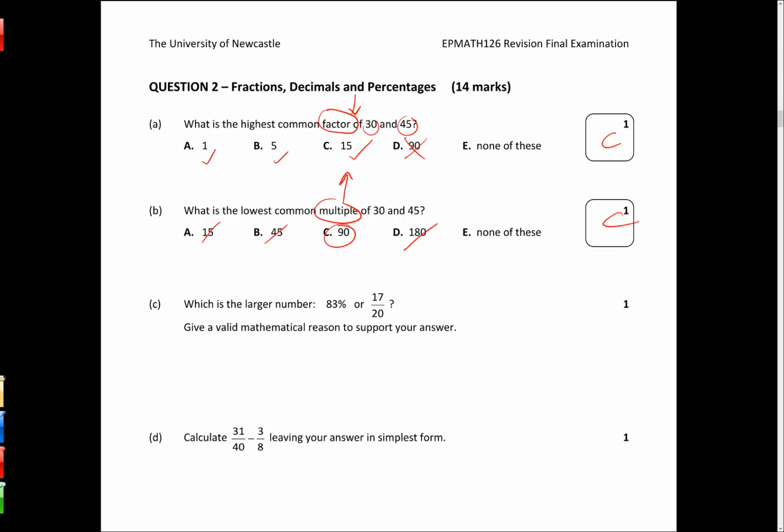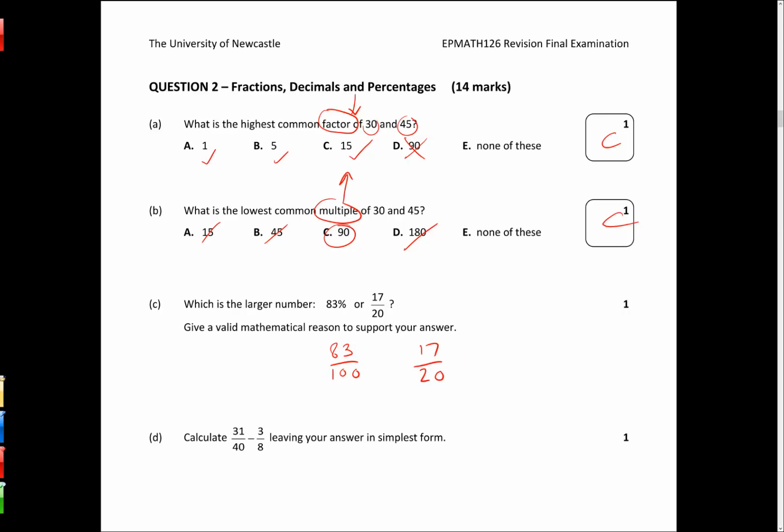Which is a larger number, 83% or 17 on 20? Well, we could convert to decimals, percents, fractions. I would rather go fractions because when I look at 83%, all I'm looking at is a fraction. 83% to me says 83 per 100.